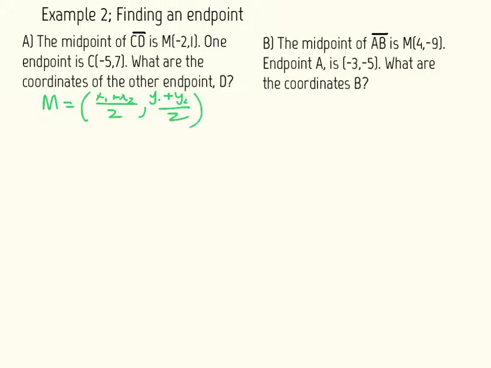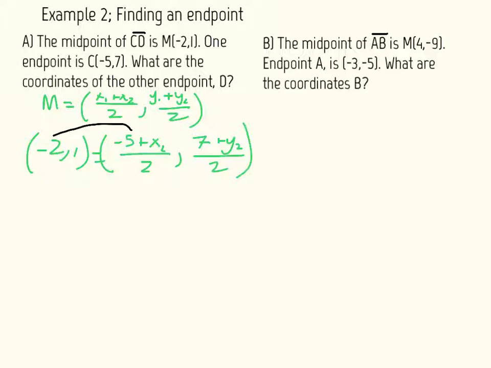So I'm going to plug in what I know. First of all, I know my midpoint. My midpoint is actually -2, 1. So now I just need to plug in what else I know. My first x is -5. I do not know my second x. My first y is 7. I do not know my second y. So I'm going to just match things up. So this -2 is going to be equal to that first coordinate. The 1 is going to be equal to the second coordinate.